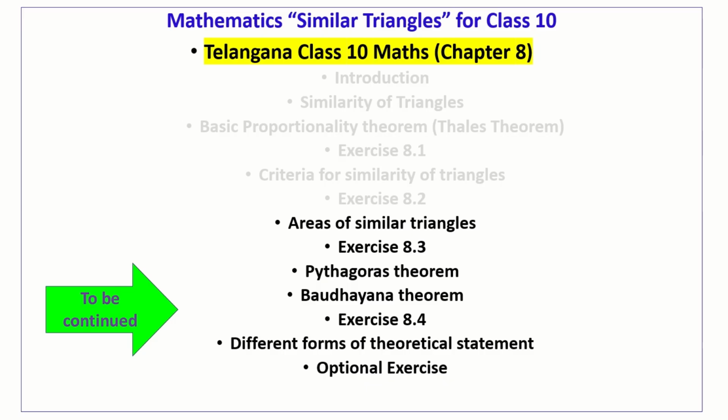Okay. So we have learned the similarity of triangles, the basic proportionality theorem, and the criteria for the similarity of triangles: the angle rule, side rule, and SSS rule. Now we will continue learning areas of similar triangles, then the Pythagoras theorem, the Baudhayana theorem, and different forms of theoretical statements. Okay, which is not exactly related to coordinate geometry, but it's very important for the math. So let's learn all these things in this video.